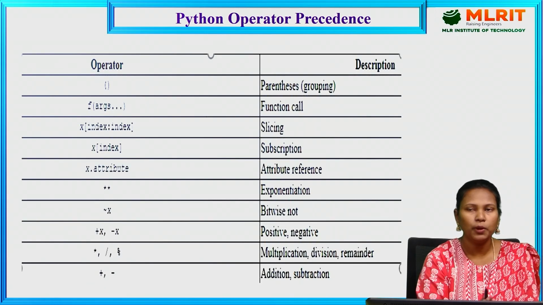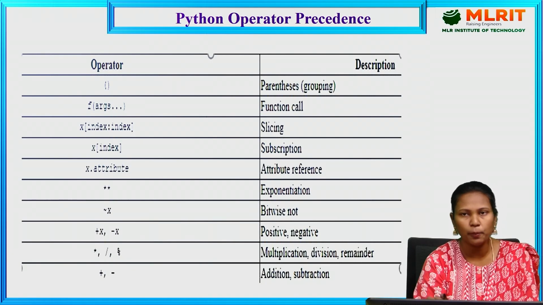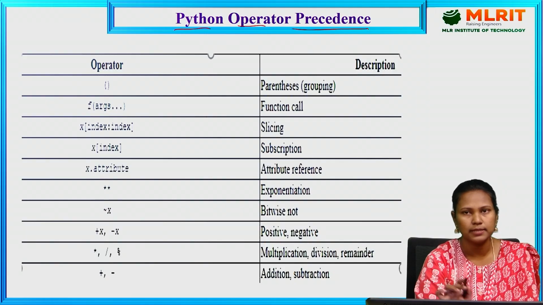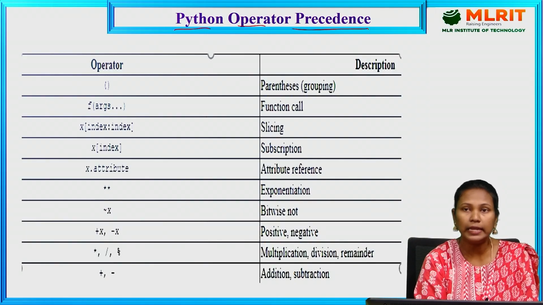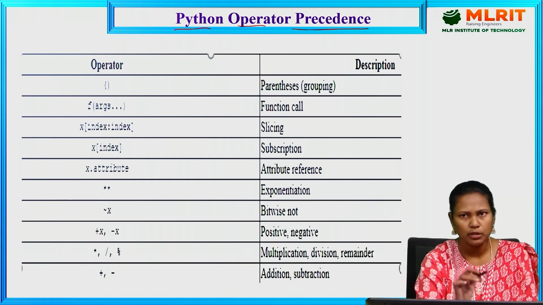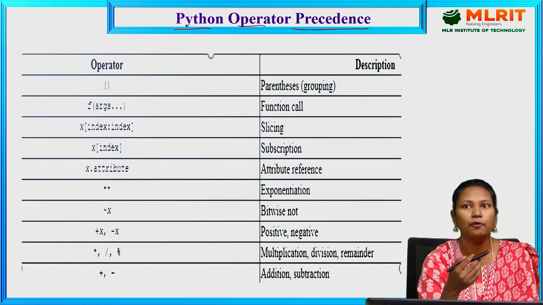So up to now we completed the operators we are having. In this session we completed the assignment operators, the comparison operators, and the special operators. Now we are going to the Python operator precedence. If you want to calculate any equation, we need to follow the precedence, which means which one we have to calculate first.